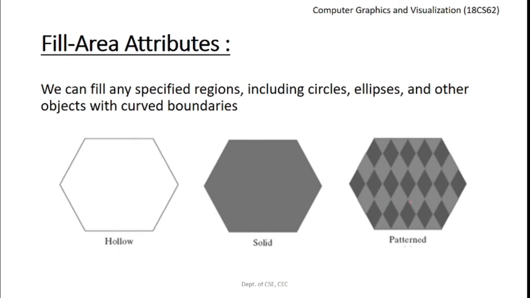The third way is that we can fill a given fill area with a given pattern. With a specified pattern, we can fill a given fill area. Instead of filling it with a solid color, the interior of a given fill area can be filled with a predefined pattern. So these are the three ways in which we can fill a polygon or a fill area.